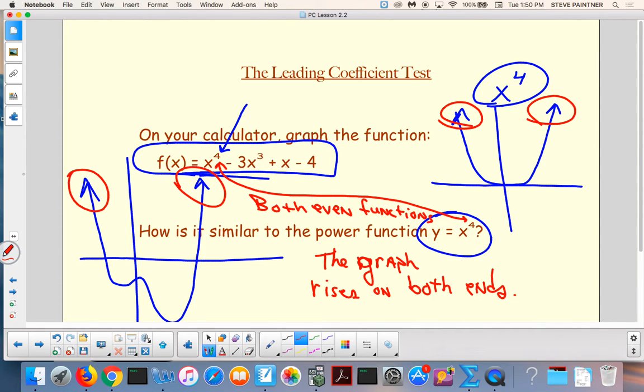Okay. So even functions, if they go up, up, what would x to the 6 do? Up. X to the 10th. Up. How would it go down? Negative. It's got to be negative. Yeah, if this would have been negative x to the 4th, it would go down. So the leading coefficient is telling us quite a bit.